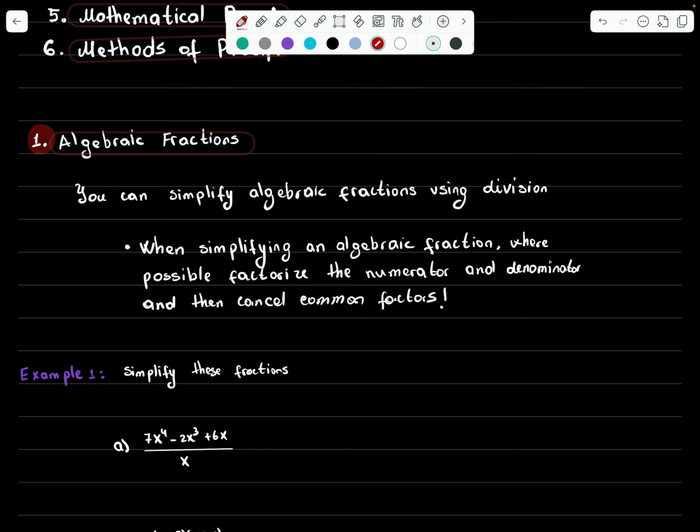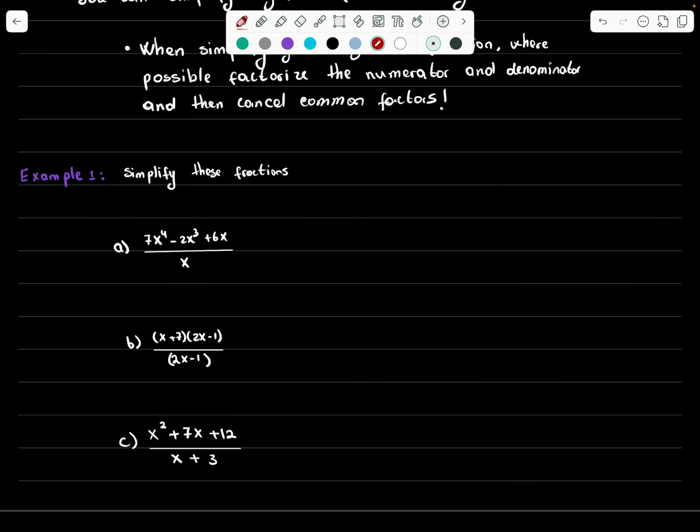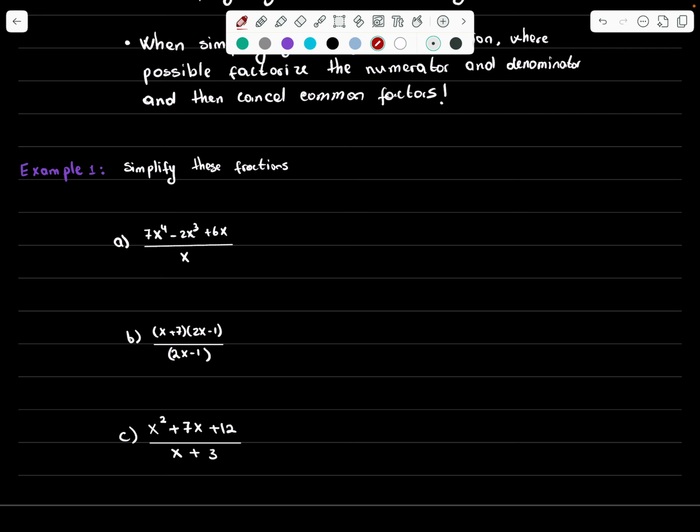When simplifying an algebraic fraction, where possible, sometimes it's not going to be possible, factorize the numerator and denominator, or only the denominator or only the numerator, and cancel the common factors. Okay, so in this question part A, I'm basically asked to simplify this fraction. So there are 2 ways to do that.